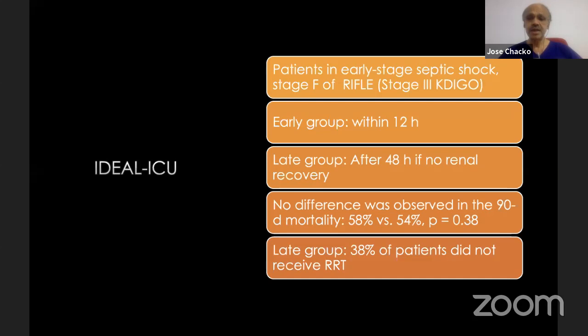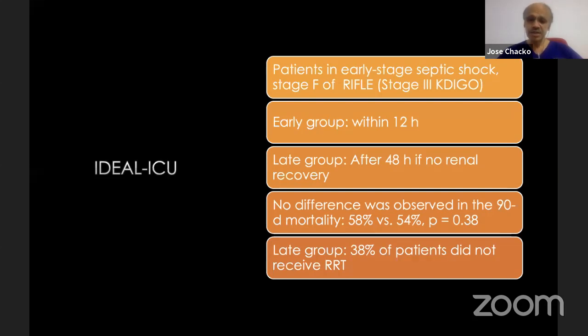And what did they find? Early versus late, there was no difference observed in the 90-day mortality, 58% versus 54%. And more interestingly, 38% of patients who were randomized to receive late renal replacement did not require renal replacement therapy at all. So it just goes to show that many of the patients in whom you rush in may not require dialysis, and they may be okay with conservative management, at least for the first several hours. So the sum of all these studies seems to suggest there is no rush to dialyze them too early.